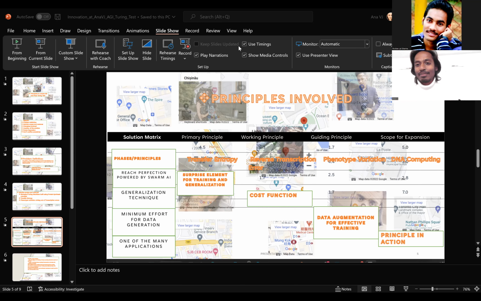Moreover, our reverse transcription ensures that we don't need much data. Even with a single image of a Honda CBR, we could detect a Suzuki Hayabusa. So we don't need much data. But even if you want more granular data, more data for training, we could use the phenotype variation method. So the training becomes very simple. And then finally, what is the principle in action? These are the working principle, guiding principle, and primary principle.